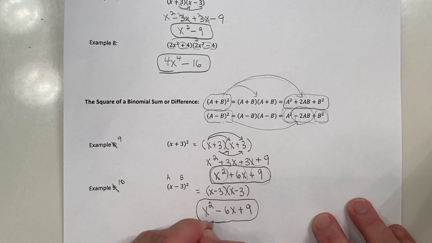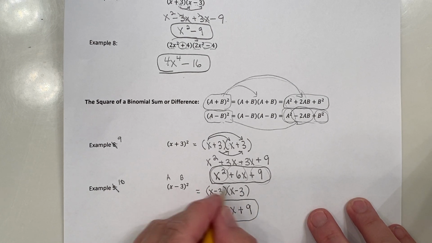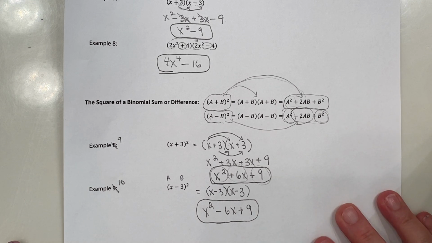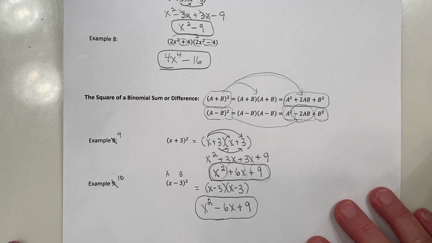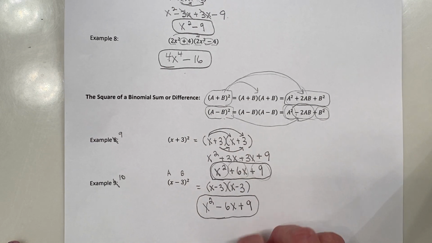So had we FOILed or distributed with our previous method, okay, and collected, we would end up with this answer. So just again, if you see that there could be a special pattern applied and you remember the formulas, great, use them. Otherwise, you might be wasting time when you could just otherwise just get right to FOILing or distributing.